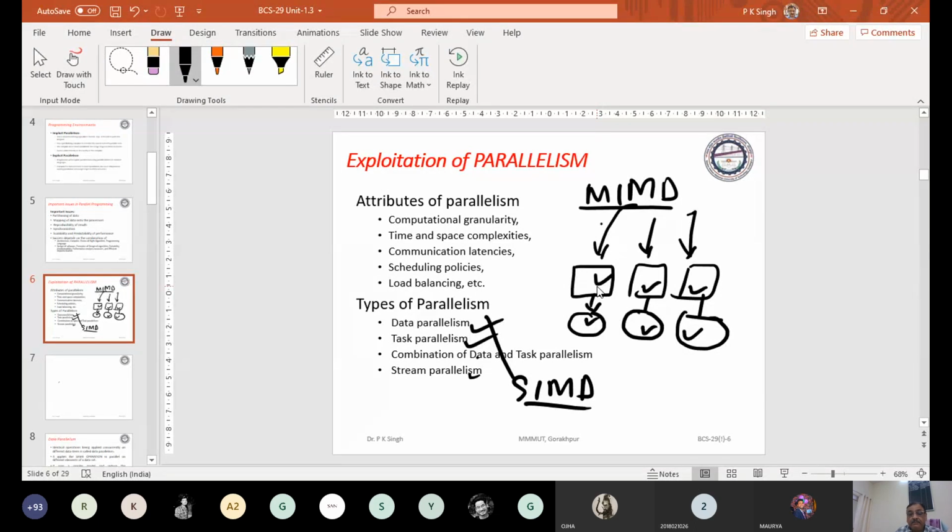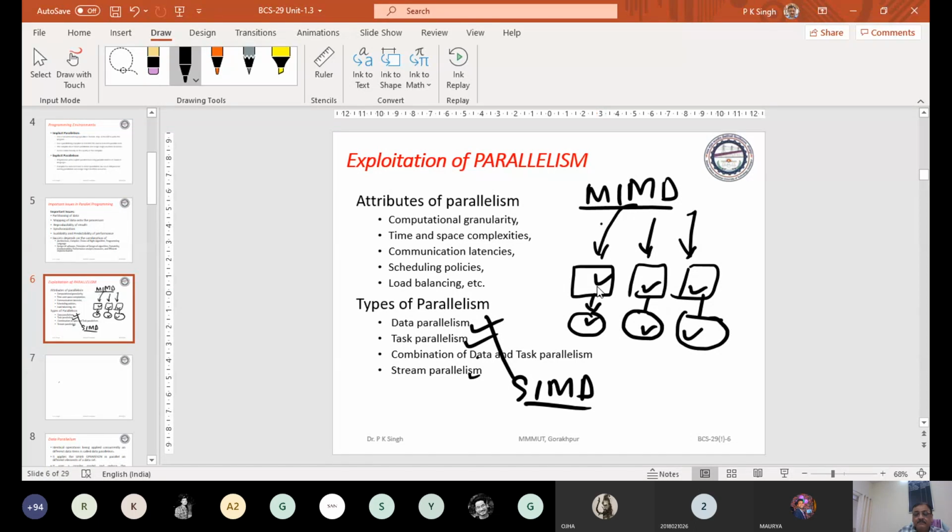Okay, a combination of both: we have several processing elements, each doing the processing of its own set of data. That is called a combination of data and task parallelism.